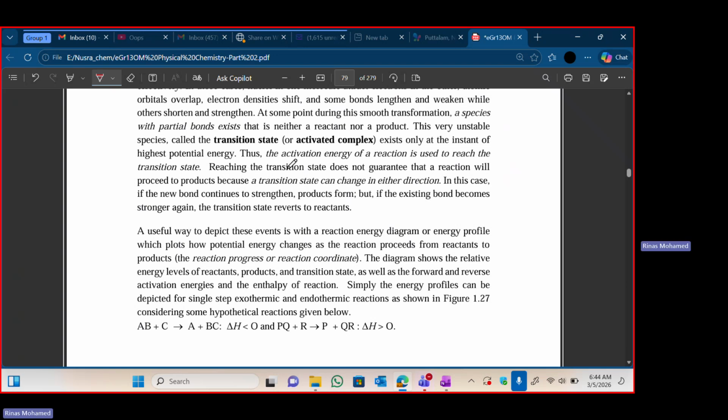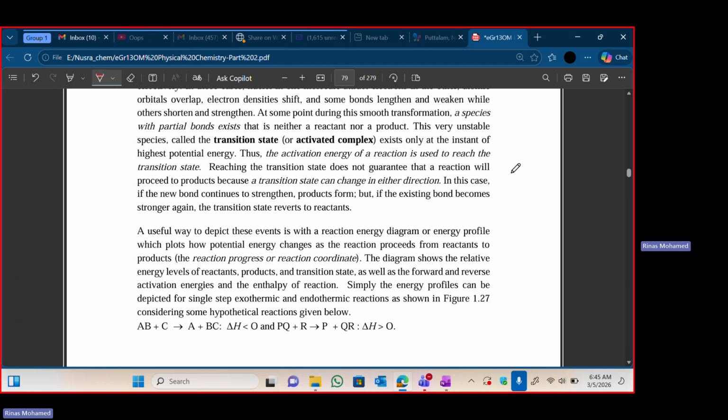Activation energy means what? The activation energy of a reaction is used to reach the transition state. Reaching the transition state does not guarantee that a reaction will proceed to products, because the transition state can change in either direction, right? In this case, if the new bond continues to strengthen, products form. But if the old bonds become stronger again, the transition state reverts to reactant.